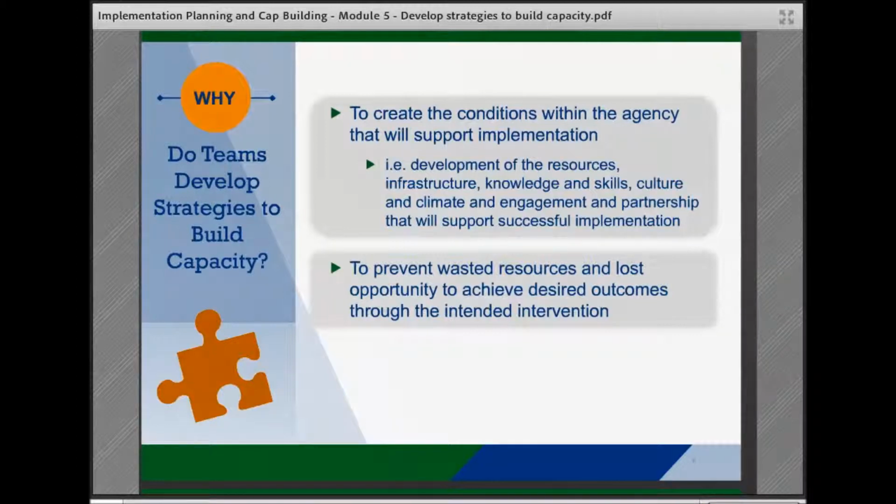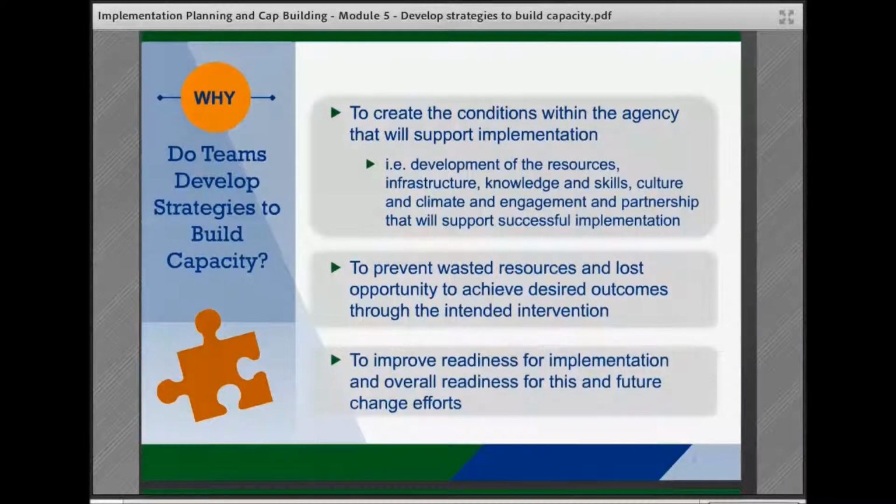Without sufficient capacity, the intervention may fail to achieve the desired outcomes and result in wasted resources and lost opportunity. Although it should not be considered a replacement for ongoing readiness assessments, strategic capacity building efforts can ultimately lead to more long-term improvements in readiness for this and future change efforts.